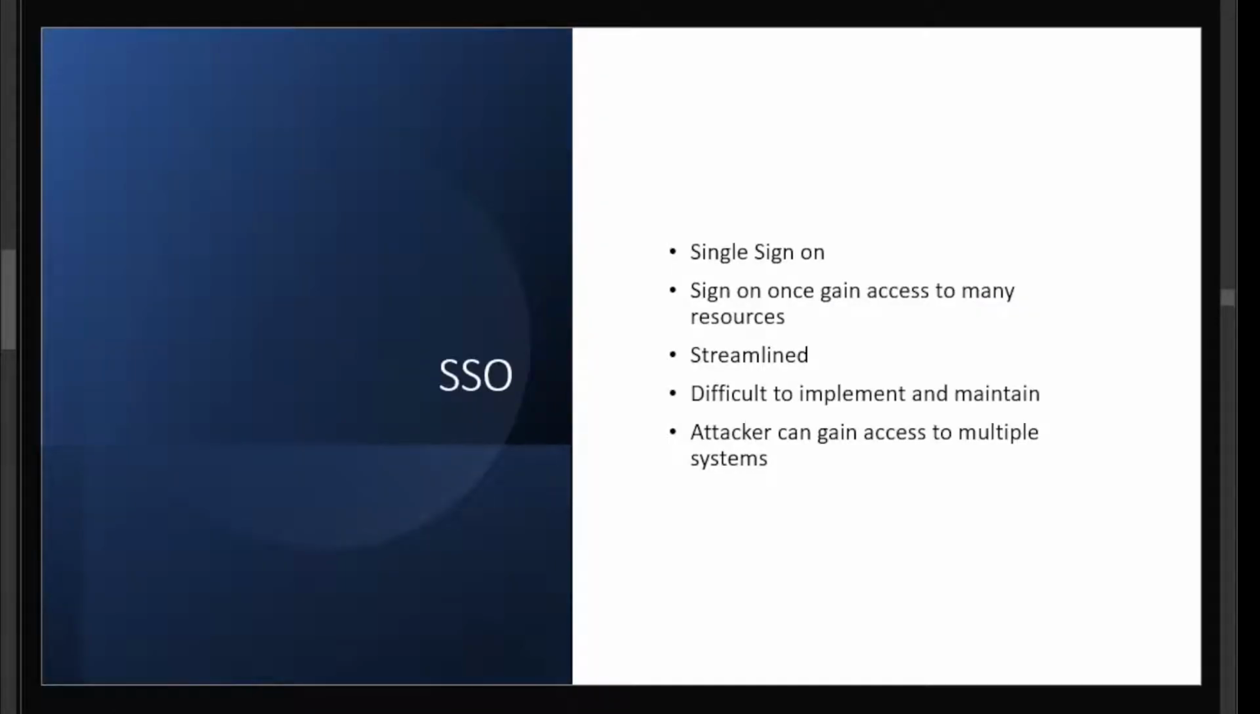As far as single sign-on, this is normally referred to as SSO. You only sign on once to gain access to many resources. This solves the problem of if there are many resources your corporation uses, the user doesn't have to sign in a billion times to use several interfaces at the same time. It is very streamlined, and on the other hand, it is difficult to implement and maintain securely. Attackers can gain access to multiple systems and services with one breached credential.